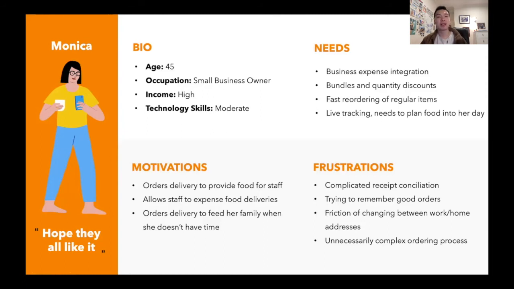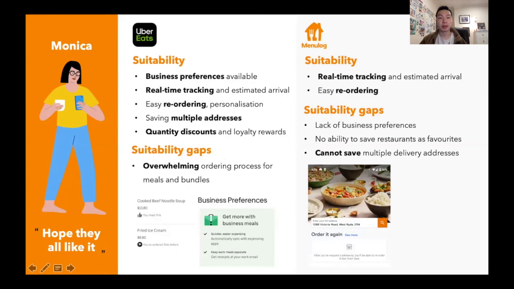Now, Monica needs things like business expense integration, bundles and quantity discounts, fast reordering, and live tracking. She gets frustrated with complicated procedures and the friction of always having to change between her work and home addresses. In terms of suitability, both offer things such as real-time tracking and ease of reordering, but Uber Eats is a clear winner for Monica with things such as business preferences, personalization, saving multiple addresses, quantity discounts, and loyalty rewards. And these are all things that Menulog doesn't have.